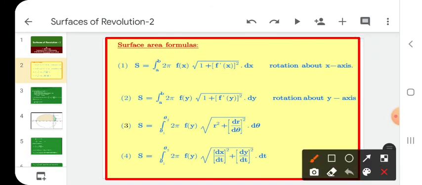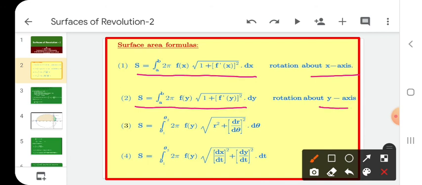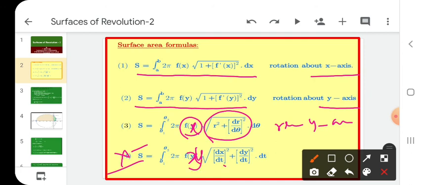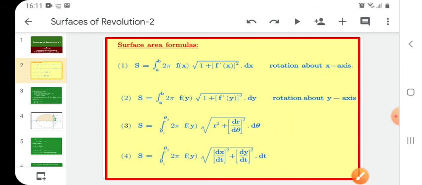See here. This is in Cartesian form, the curve revolves about the x-axis. This is also in Cartesian form, if the curve revolves about the y-axis. This is in polar form. F of y means it revolves about the y-axis. If it revolves about the x-axis, we write f of x. Here also we write f of x if it is about the x-axis and f of y if it revolves about the y-axis. Okay. These are the 4 important formulas we should remember to find the surface area of given solids. Okay. Thank you.